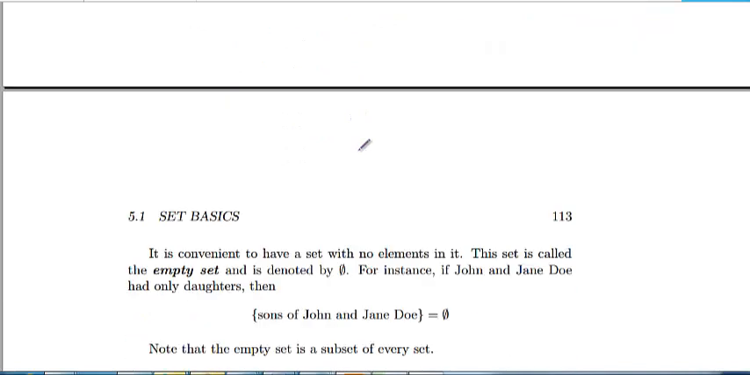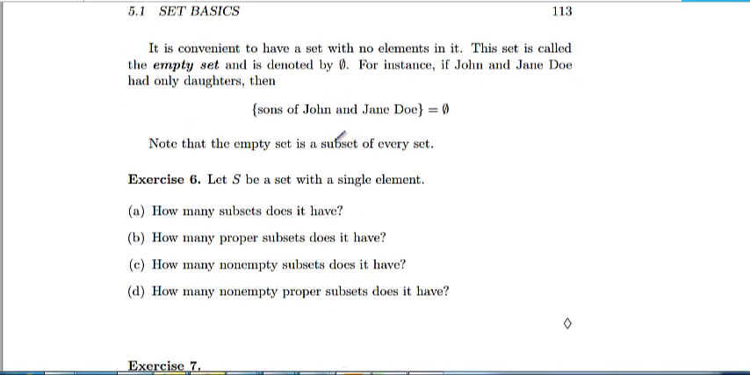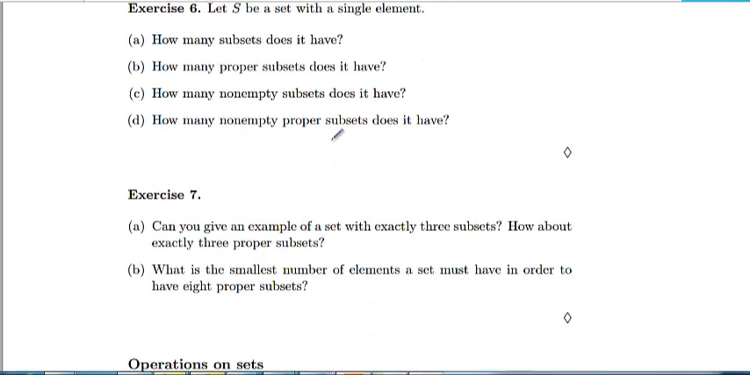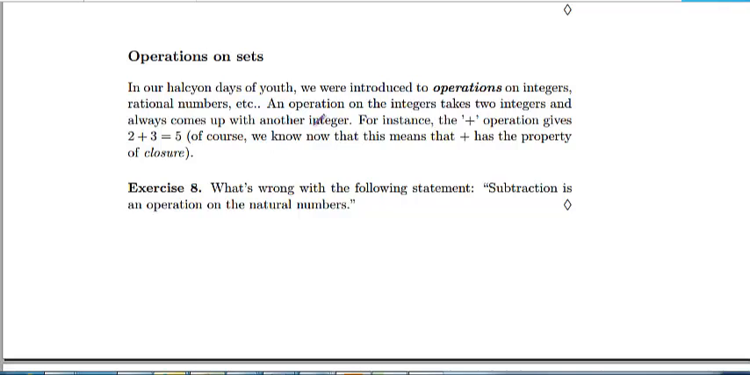The empty set has no elements in it. The empty set is a subset of every set. So usually you're interested in non-empty proper subsets. Now this is an algebra course, so of course we're going to talk about algebraic operations. You can do operations on sets.